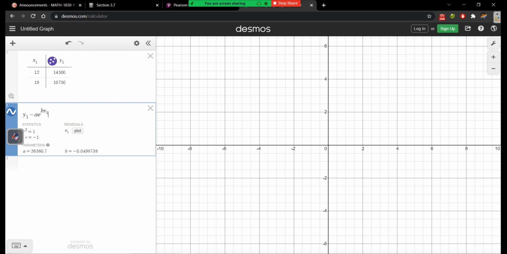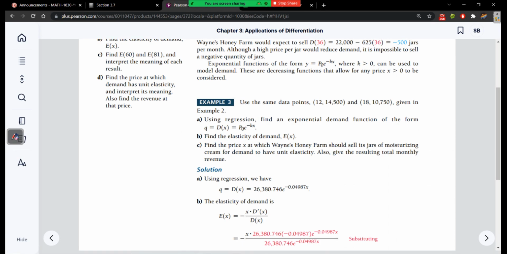I'm going to do this one more time and reiterate what we're doing exactly. They're wanting us to put this in the form of P naught times e raised to the negative kx power. In Desmos, we're going to let A be P naught, and we're going to let B be the k value, or not necessarily negative k, but the k value.